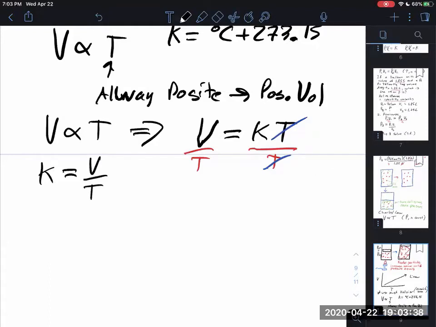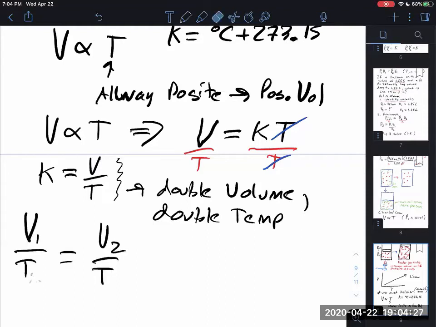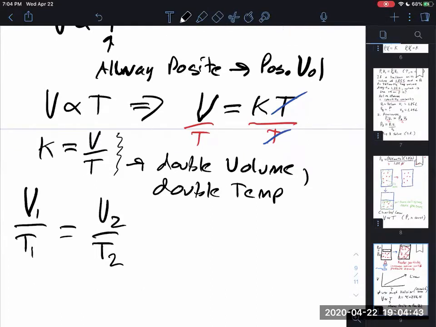So in this case, because it's a direct relationship, if I double volume, then I will also double the temperature. Does that make sense? And so if I double both the volume and the temperature, then this quotient here will stay the same. If I have 2V divided by 2T, I still get V divided by T, right? So basically you get V1 over T1 is equal to V2 over T2. And so we could have a problem for this one.